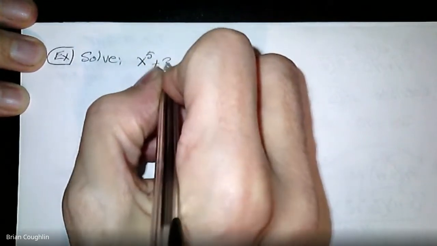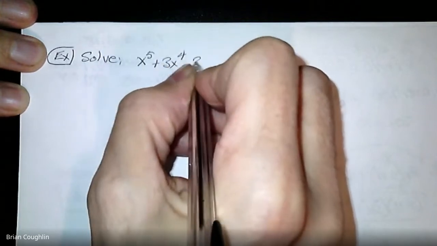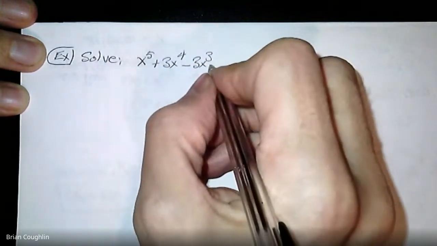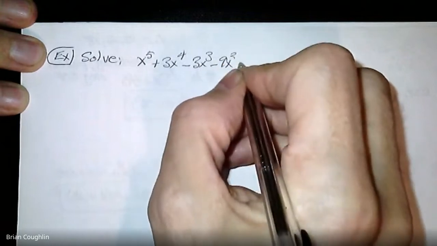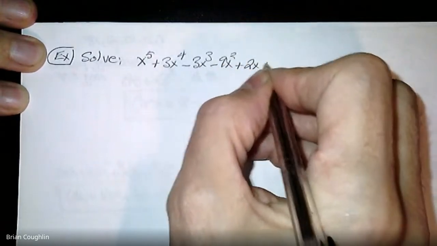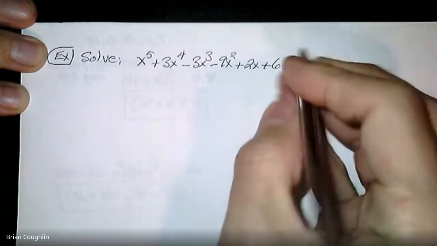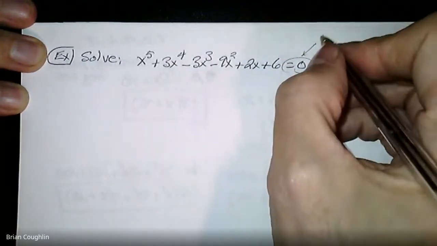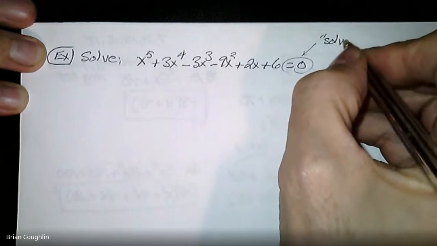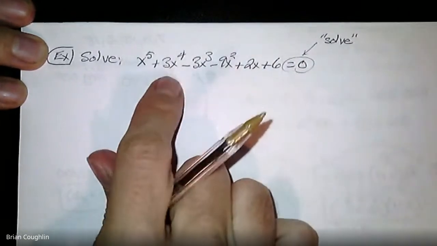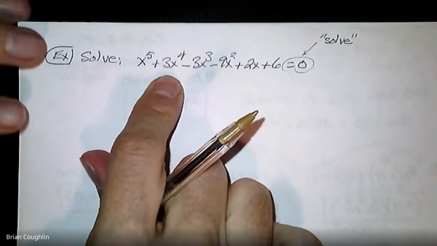So for example, if I were to ask you to solve the following polynomial: x to the fifth plus 3x to the fourth minus 3x cubed minus 9x squared plus 2x plus 6 equals 0. And if you remember, equals 0 is the sort of code for solve things. Anything equal to 0 is sort of math code for I want to solve this. I want to see what x equals.